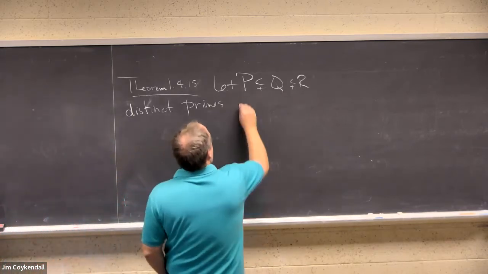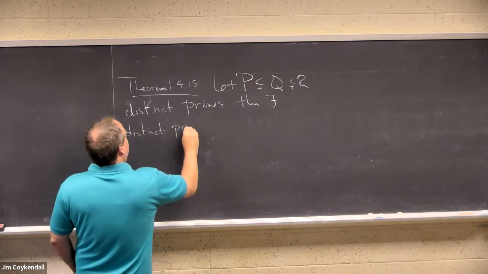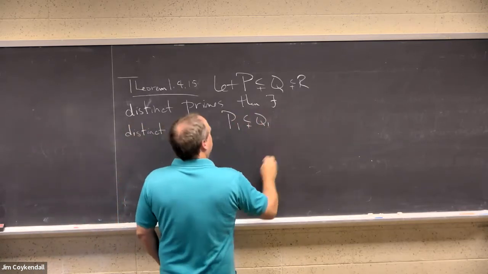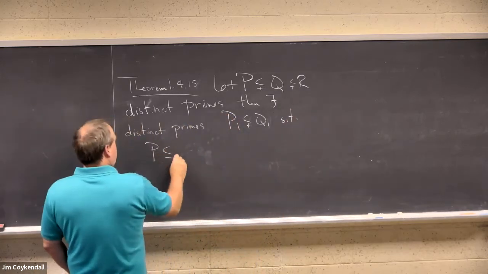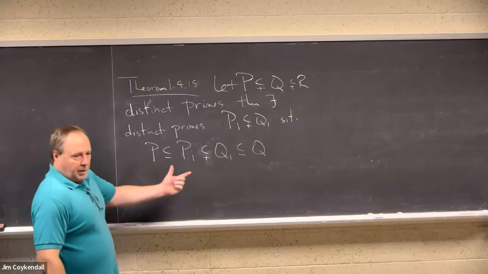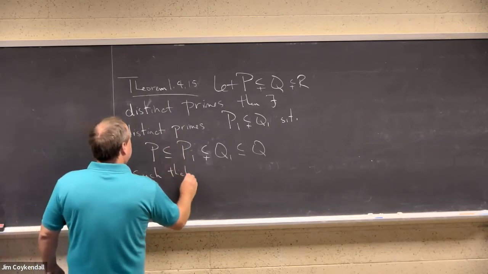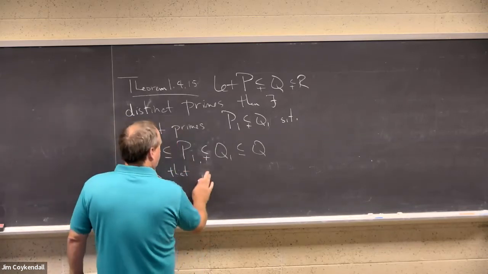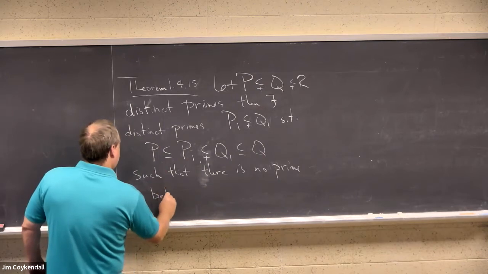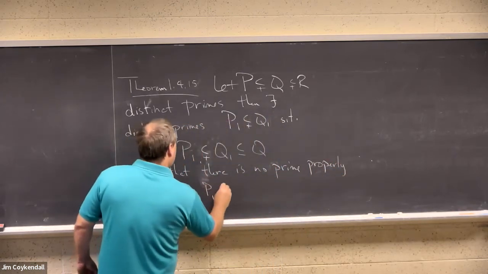Then there exist distinct primes P1 inside Q1 such that, and the key here is that these are sort of next neighbors in the following sense, there's no prime between P1 and Q1.